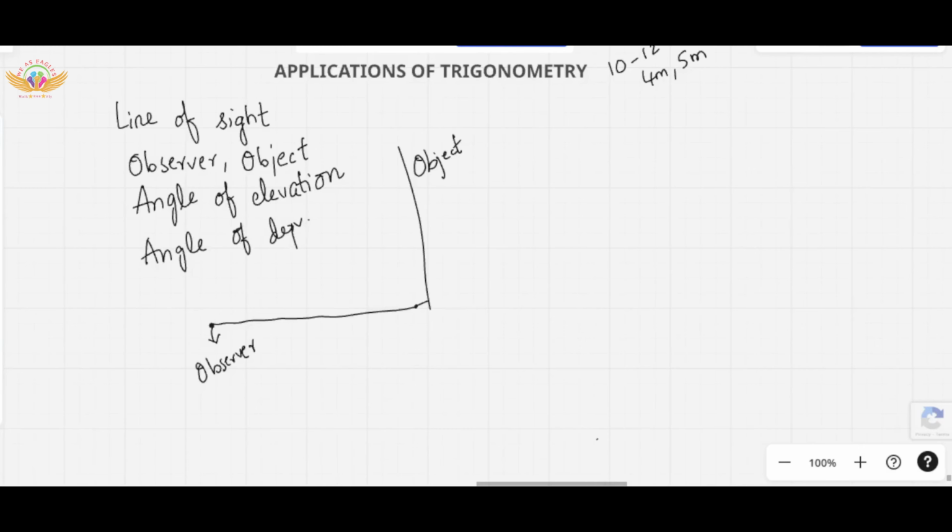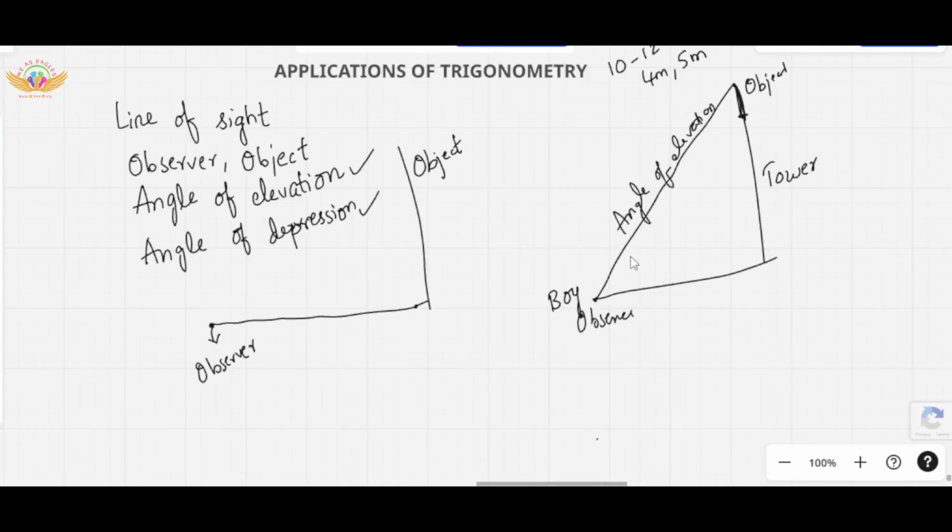The line joining the observer and object, this boy is watching from here to the top by making an angle to the line of sight. This is the line of sight, right? So he is making a certain angle to the line of sight. This angle is called the angle of elevation. Okay, done. And what is angle of depression?